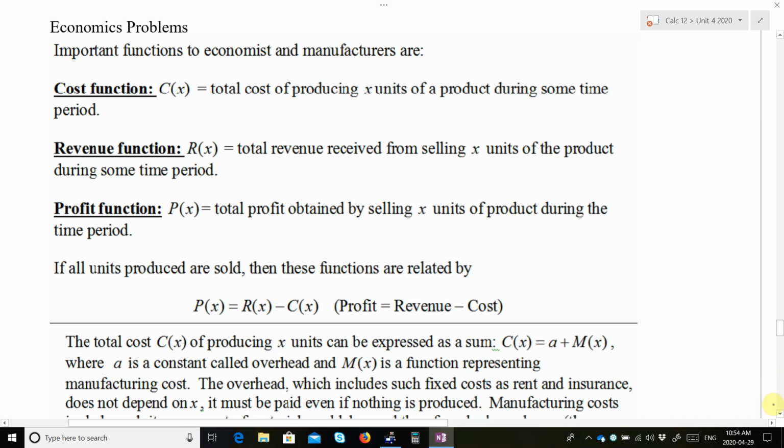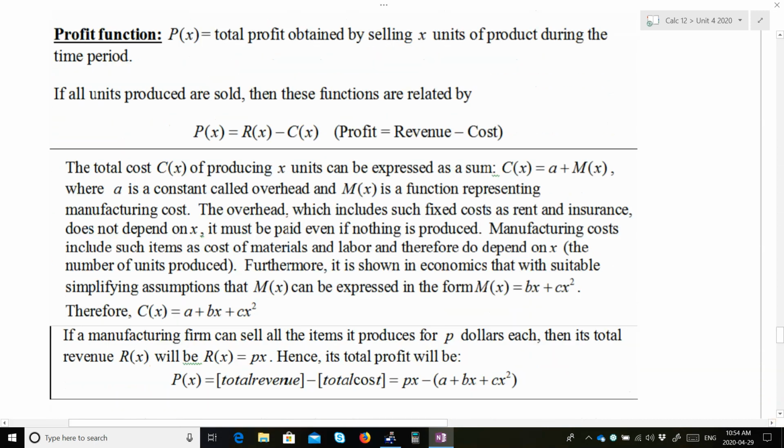If all units produced are sold, then these functions are related by profit equals revenue minus cost. The total cost, C of x, of producing x units can be expressed as a sum, C of x equals A plus M of x, where A is a constant called overhead, and M of x is a function representing manufacturing cost. The overhead, which includes such fixed costs as rent and insurance, does not depend on x. It must be paid even if nothing is produced.